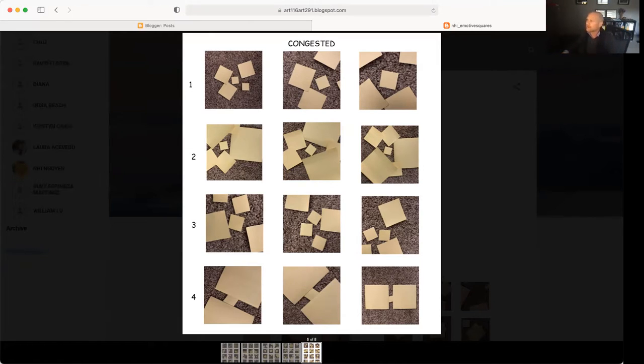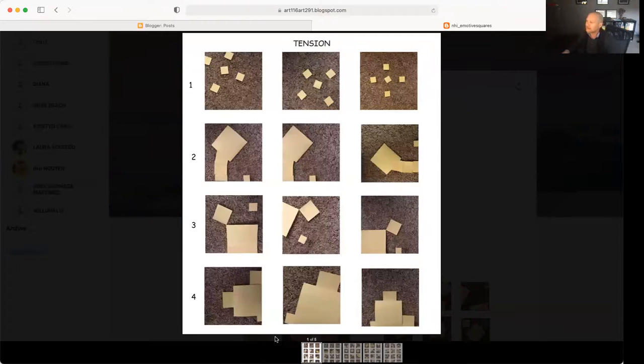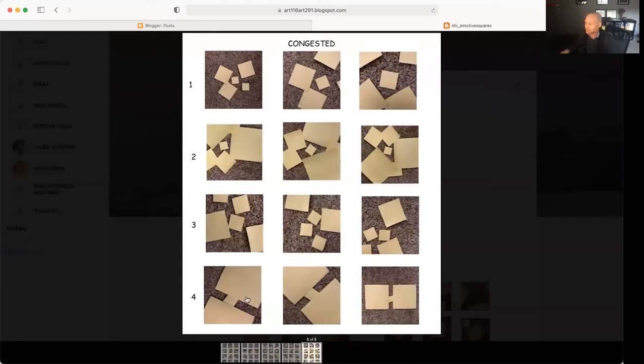Do you see how that can, oh, I'm sorry, we're in congested. How did I get there? Wow, congested looked tense to me. And so, coming back to this one, yeah, this one is kind of giving you some of that tense energy. But actually coming back here, this would be a better example. You've identified it as congested, but this is a better example of tension straight away.